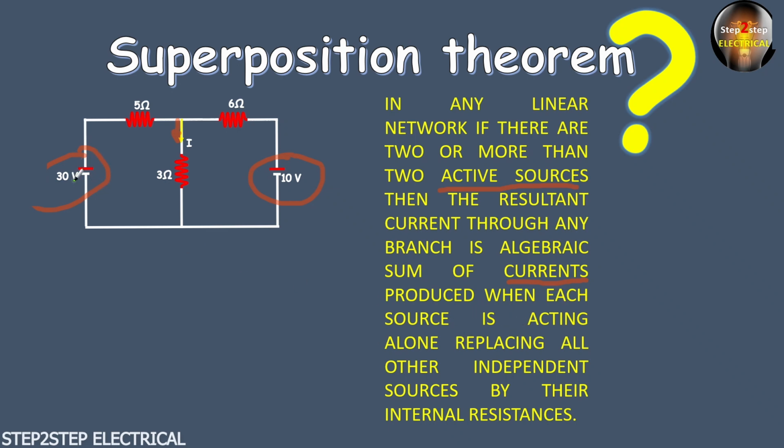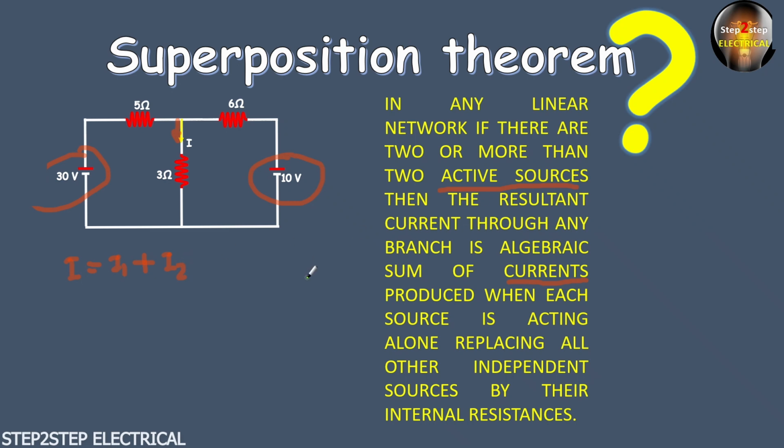So while considering this one, we have replaced this one by its internal resistance. So for this we have I1, and considering this 10 volt, we have the current I2. So it is the algebraic sum. So the algebraic sum means we are either adding or subtracting the current through any branch. The current is I. So the current I is nothing but I1 plus I2.